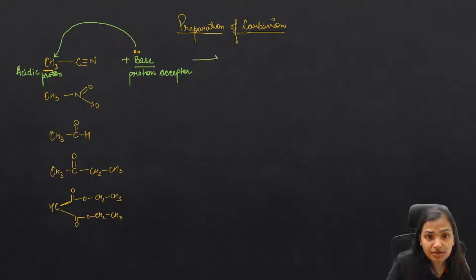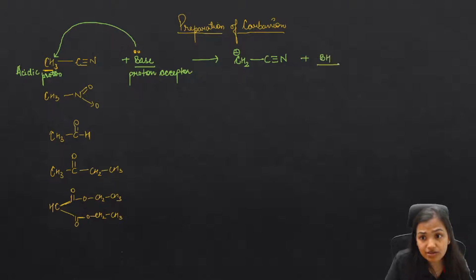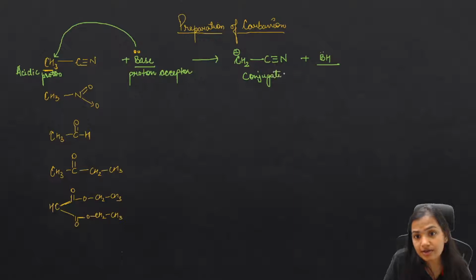This base will be taking its acidic proton. Ultimately, we have a heterolytic bond cleavage, and because of this we will be getting CH2 negative, C triple bond N, plus BH. The base forms a bond with the hydrogen. So ultimately this is an acid-base reaction. Here this is a base, and here we have the acidic proton. When a base abstracts the proton, it results in the formation of a conjugate base.